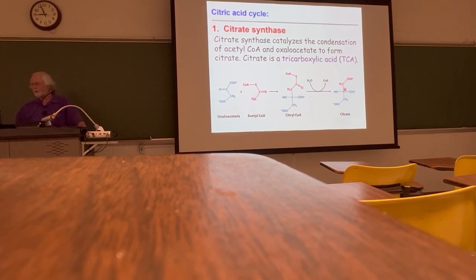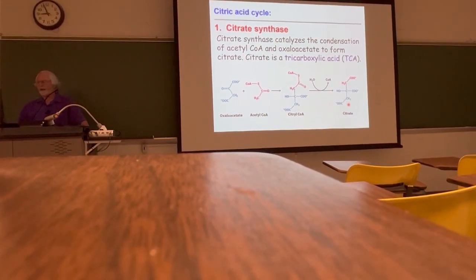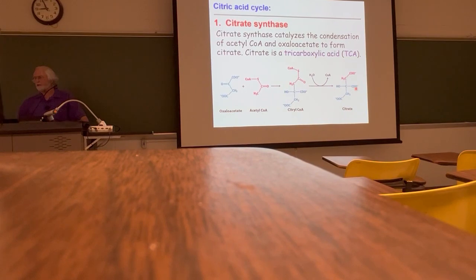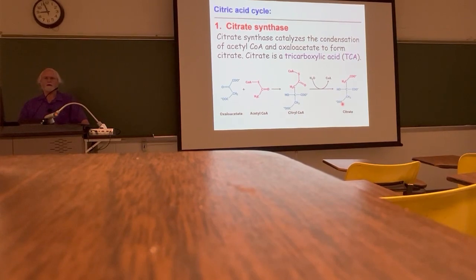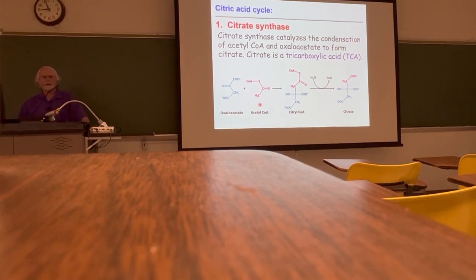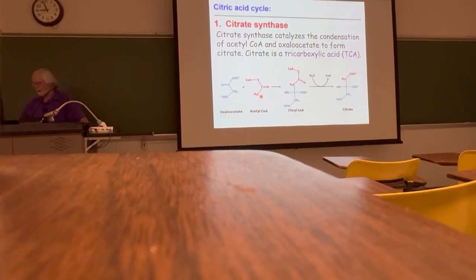So this is citrate. It's a tricarboxylic acid. There are 3 carboxylic acid groups in this molecule. So that's why this pathway is sometimes called the TCA cycle, the tricarboxylic acid cycle. So that's the first reaction, forming citrate from oxaloacetate and the acetyl group from acetyl-CoA.